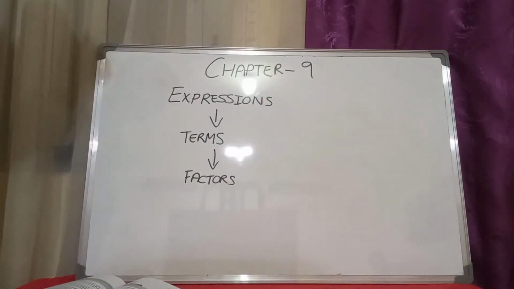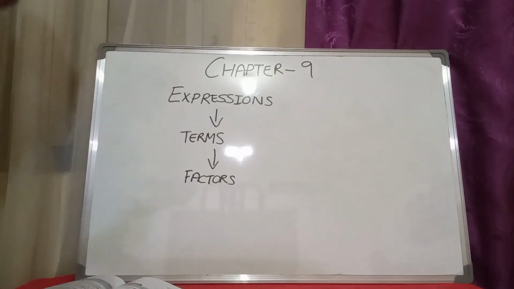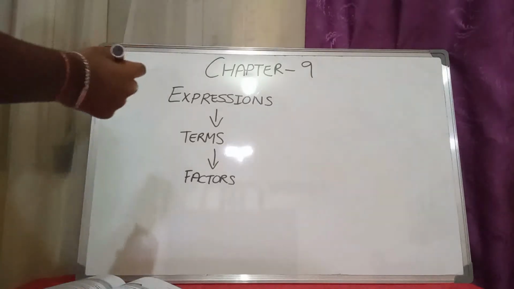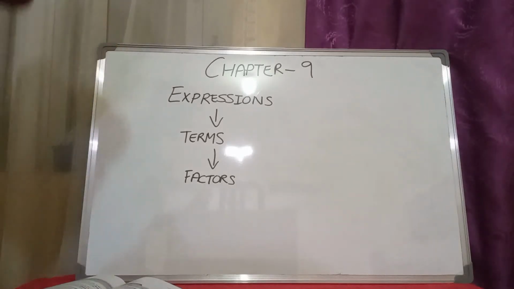Chapter 9 of the maths textbook is algebraic expressions and identities. As the name suggests, algebraic expressions. First we want to know what expressions are. Expressions are a group of terms. When terms are added by a plus symbol or a minus symbol, it's called an expression. And terms are a group of factors, any numerical or algebraic coefficient, when they are multiplied.